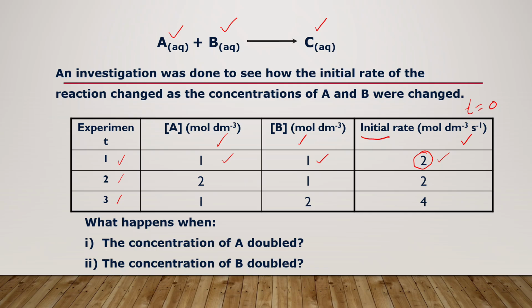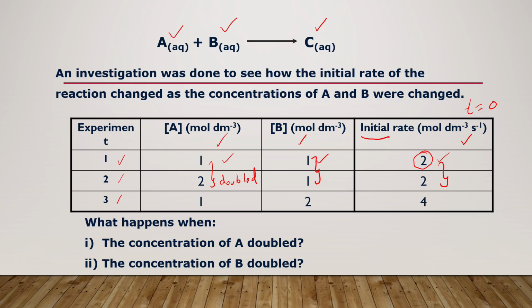In the second experiment, we can see that the concentration of B is kept the same, but the concentration of A is doubled. So essentially, all the reaction conditions were kept the same except for the molar concentration of A, and the initial rate was measured again. And here you can clearly observe that the initial rate remained the same.